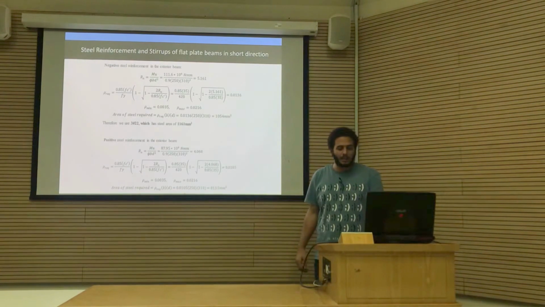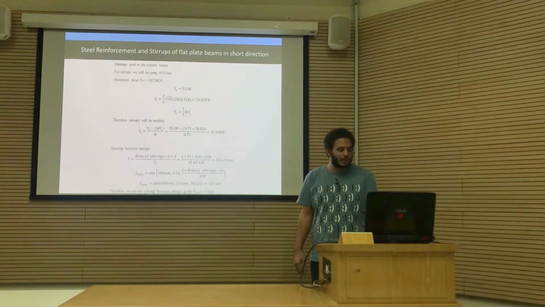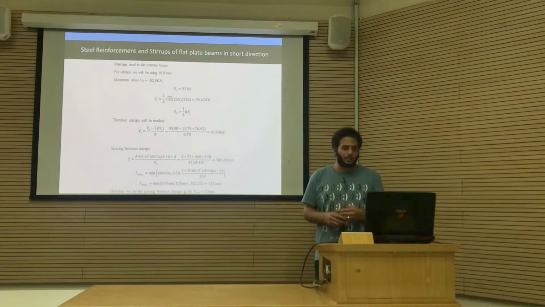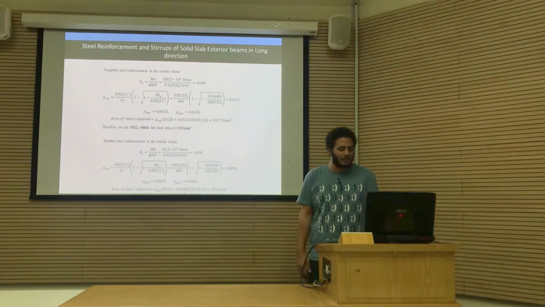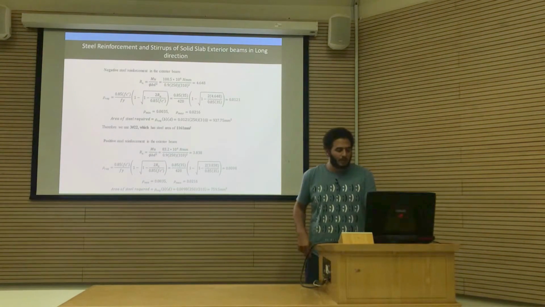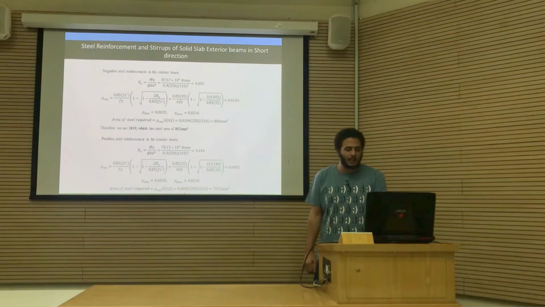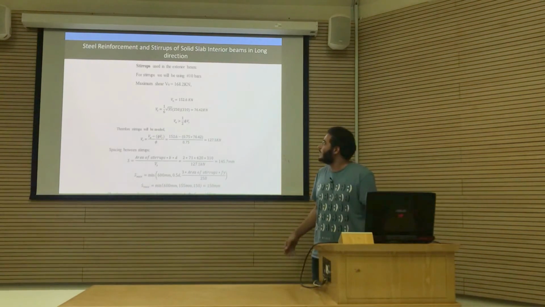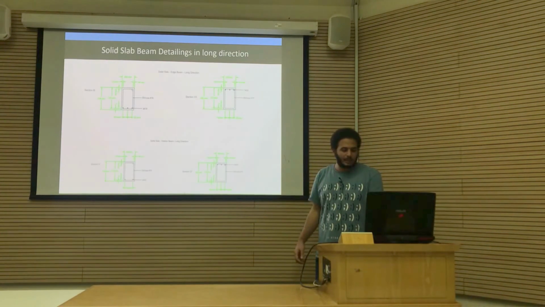And for the flat plate in short direction, we used 3 phi 22 in negative steel and 3 phi 19. And for stirrups, we used 155 millimeter as well. For solid slab exterior, we used 3 phi 22 for negative steel, 3 phi 19 for positive steel, and 155 millimeters as well. And it goes on. The same for solid slab throughout, except that there is spacing with 145 in the interior beams.